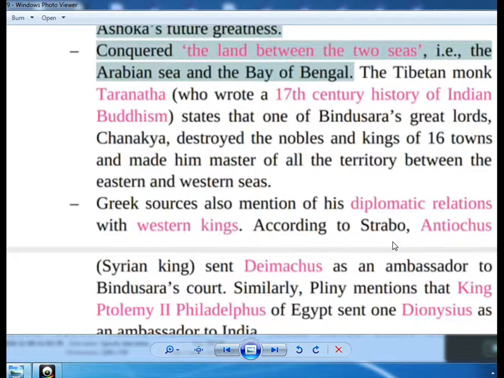According to Strabo, Antiochus, the Syrian king, sent Deimachus as an ambassador to Bindusara's court. Similarly, Pliny mentioned that King Ptolemy Philadelphus of Egypt sent one Dionysius as an ambassador to India.